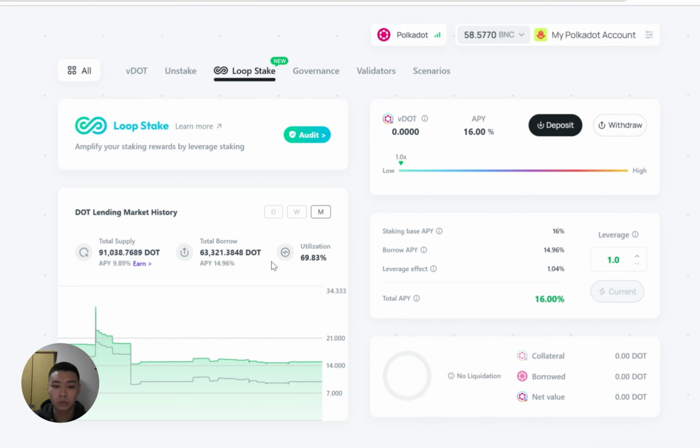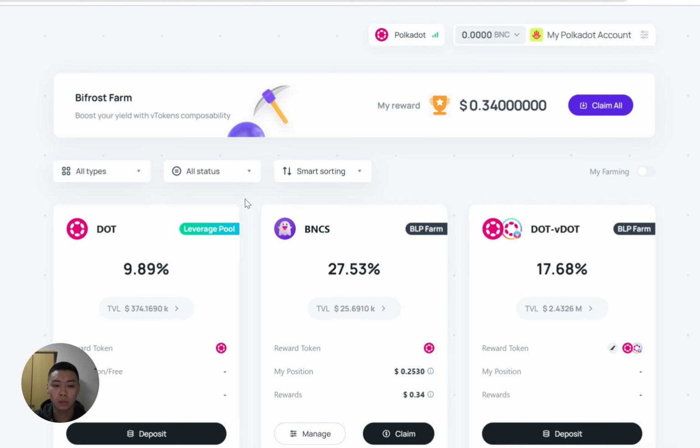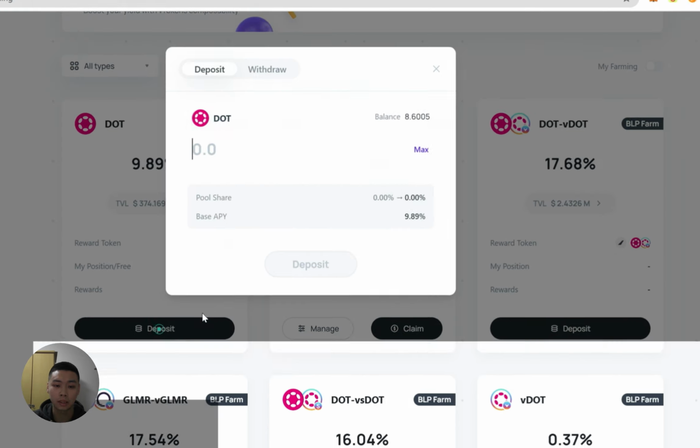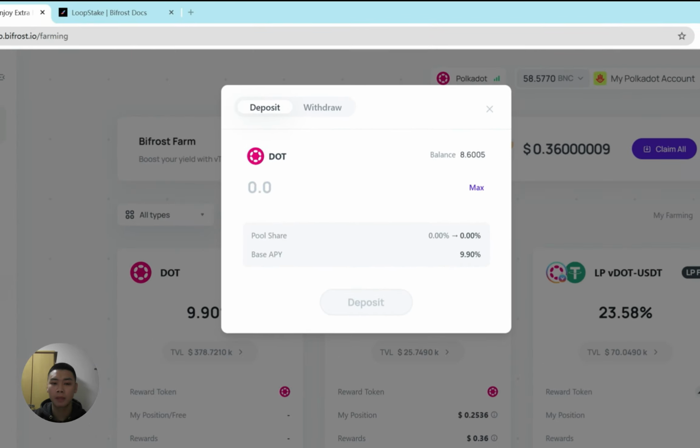As utilization grows, the supply APY and the borrowing APY will increase as well, in sync. So if we go into supply, we are actually earning from the supply interest. I will show you how to deposit DOT into the supply pool and earn the yield from it.